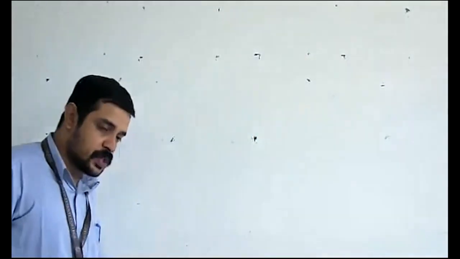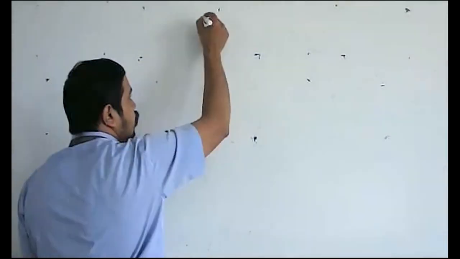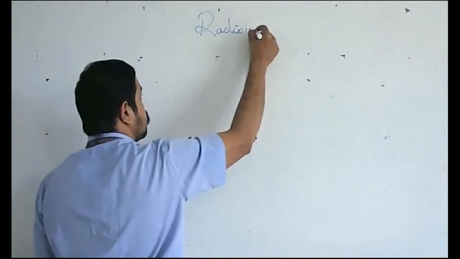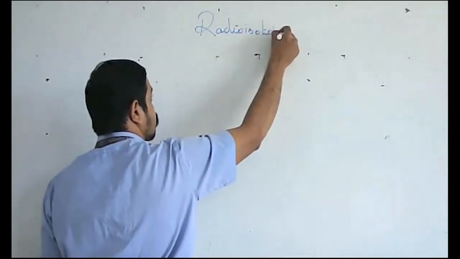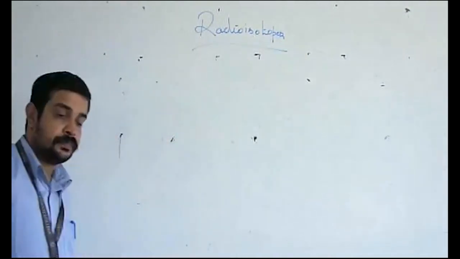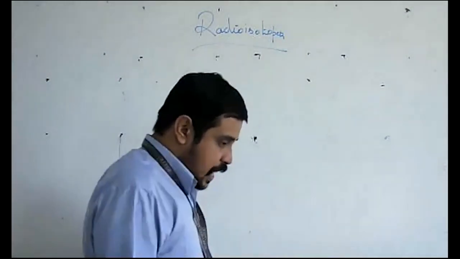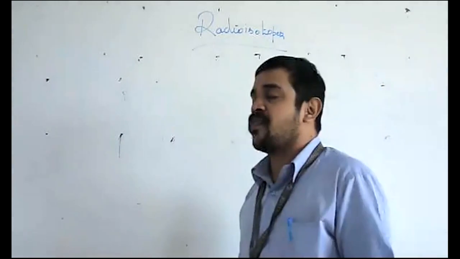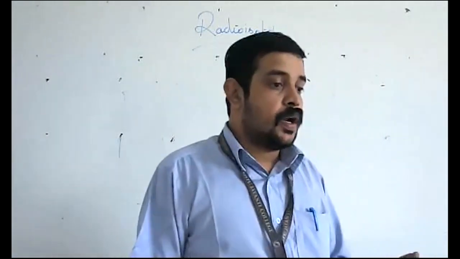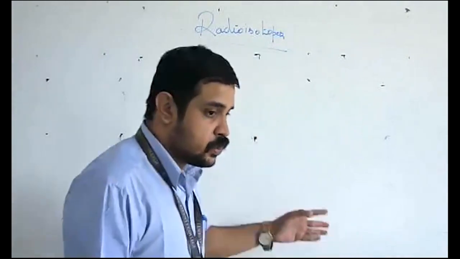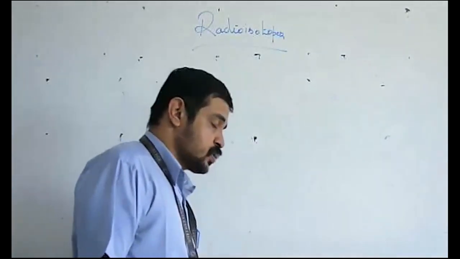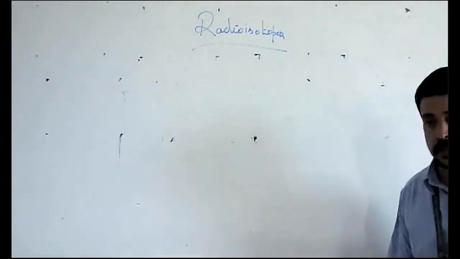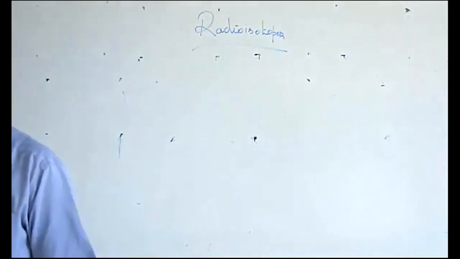Now we are entering into the syllabus, that is radioisotopes. So, as I told you, without understanding what an atom is, what the composition of an atom is, what an isotope is, and how you represent an element, there is no point in directly jumping into radioisotopes. That's why I gave an idea of the basics first.